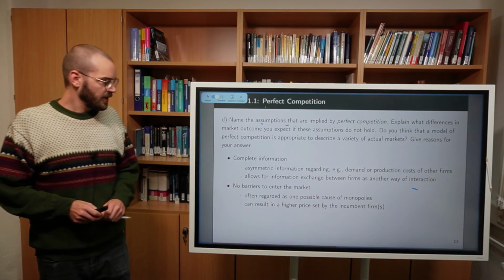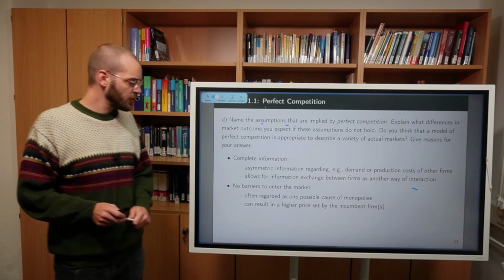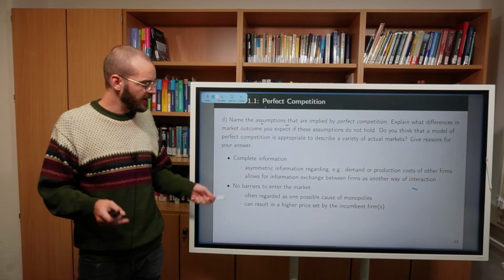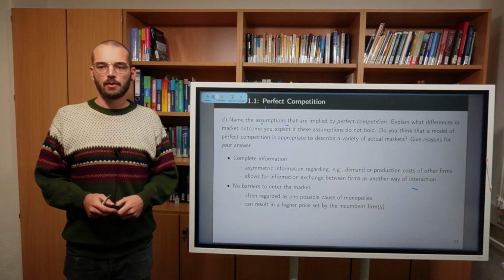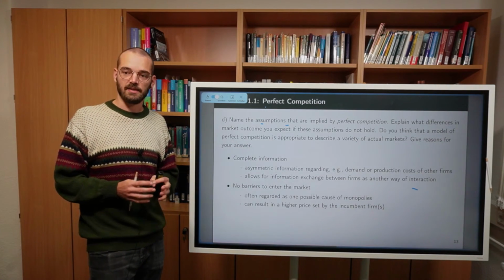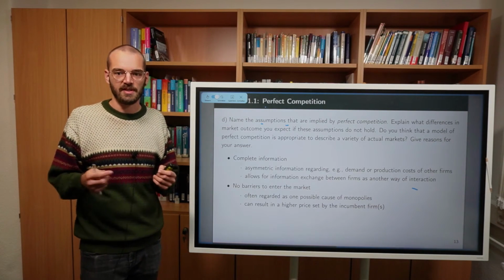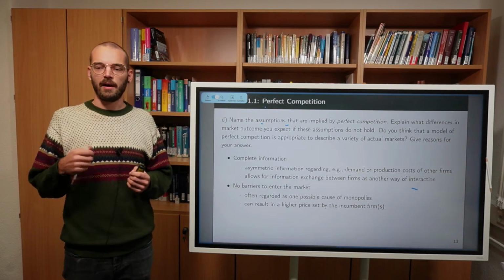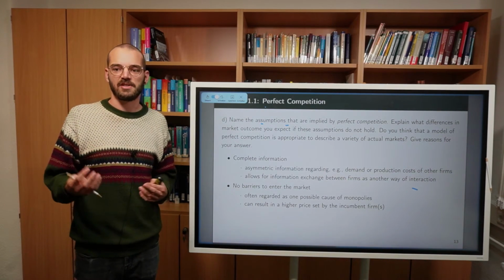Now, the fourth assumption that is implied by perfect competition is that there are no barriers to enter the market. This, of course, is quite closely related to what we were just discussing within this exercise, right? We were talking about a short run at first, simply because a short run is a very handy way to assume that market entry and exit is not possible, right? It's not that fast to enter a market.